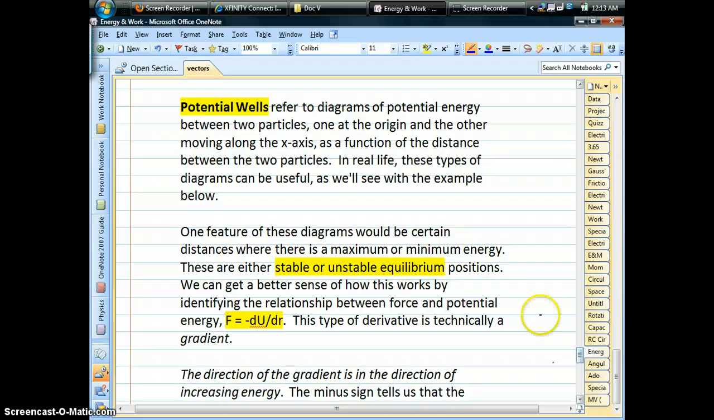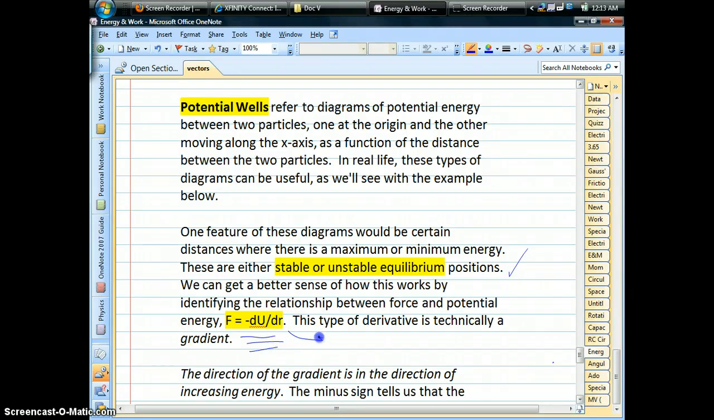Now, some of the things you can gather from this are equilibrium positions. Okay, at certain distances, if you were to put the two particles that distance apart, there would be no force. They would just sit there. Okay, but those can be stable or unstable. We'll get to that in a minute. Then mathematically, there's this connection between the force and its associated potential energy. And it's related through this derivative. It's called a gradient. And basically it's a derivative with respect to position.